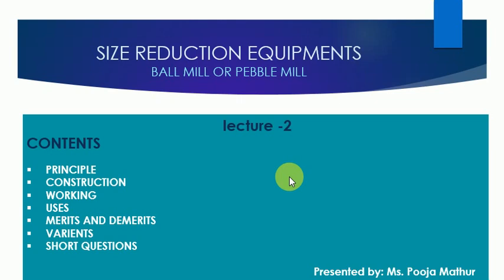In my previous online lecture, I discussed definition, objectives, advantages, disadvantages, mode of size reduction, and classification of size reduction equipments. And today, I am going to discuss ball mill as size reduction equipment. In today's lecture, the content I'll discuss is principle, construction, working, uses, merits and demerits, variants of ball mill, and some short answer type questions.